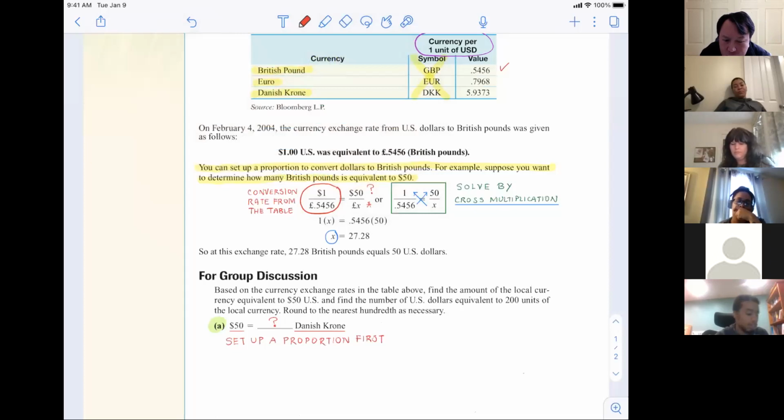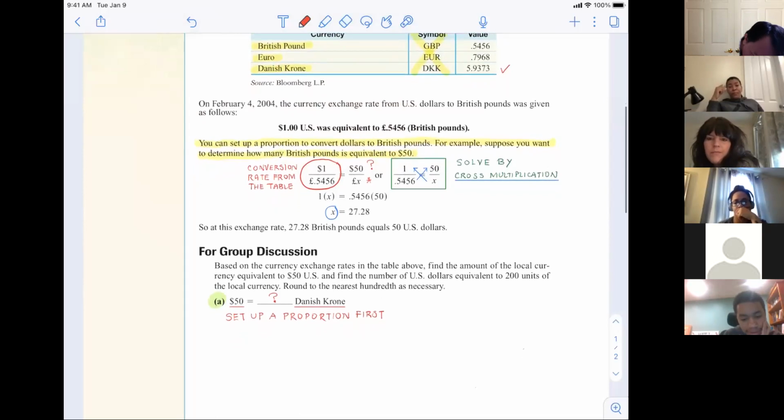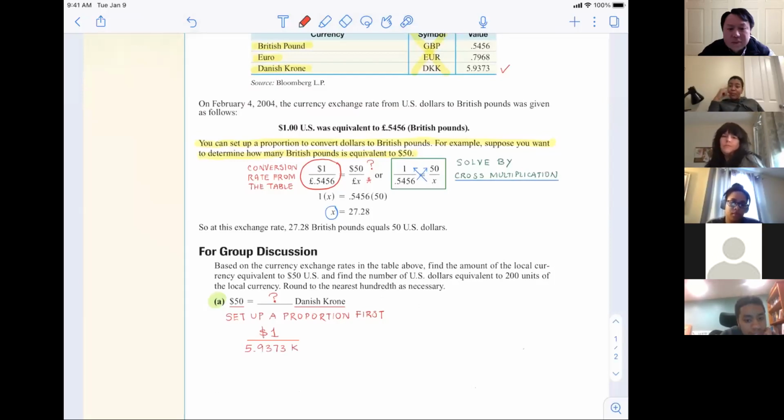All right. What will be the conversion rate for Danish crown? We're no longer looking at British pounds, rather we are dealing with Danish crown in this case. 5.9373, is that right? Yes. So let's write down the left-hand side of the proportion. For $1 US, we're going to get 5.9373 Danish crowns. That is one side of your proportion.